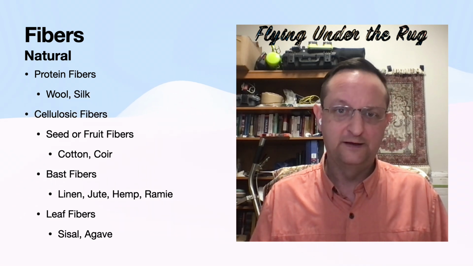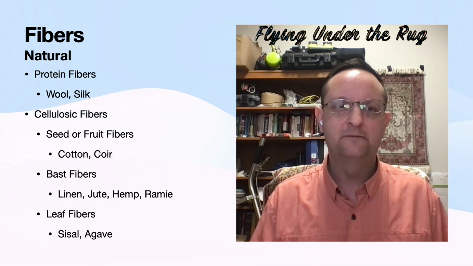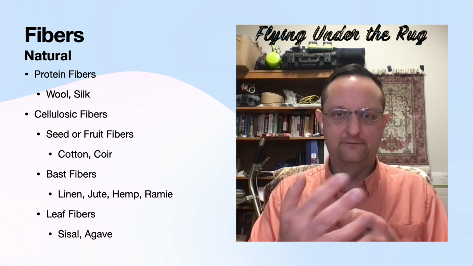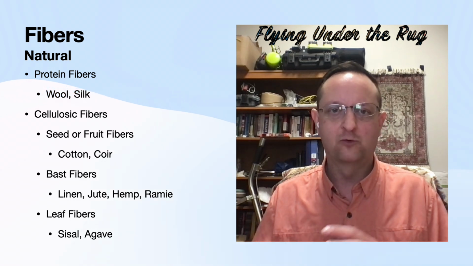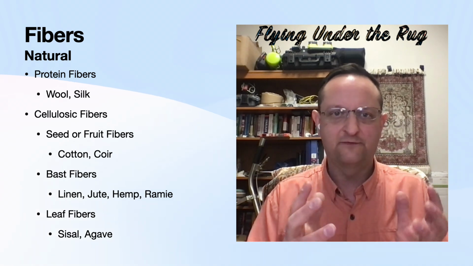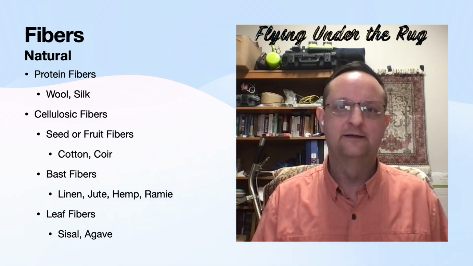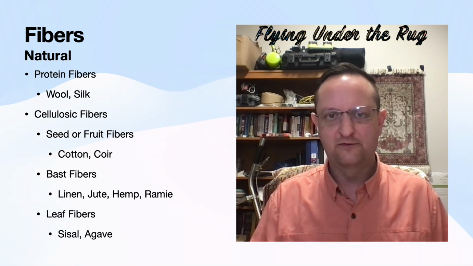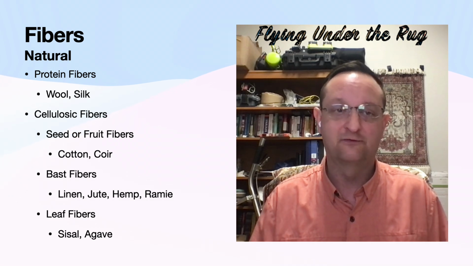Cellulosic fibers, on the other hand, come from plants. There are different places they come from: seeds or fruits, that would be like cotton. The fluffy white stuff comes from the seed pod of the cotton plant. Coir, that comes from the coconut husk. That's the fibrous stuff on the coconut. Bast fibers come from the stalk of the plant. Linen, jute, hemp, ramie, all of those come from the stalk of the plant. And those are very similar to grasses. They are actually different kinds of grasses.